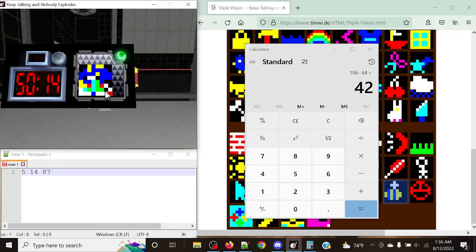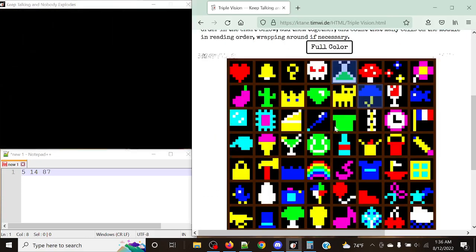This gives us, wait a minute, that? Ooh, okay, I believe that's a bug. That should be a green.